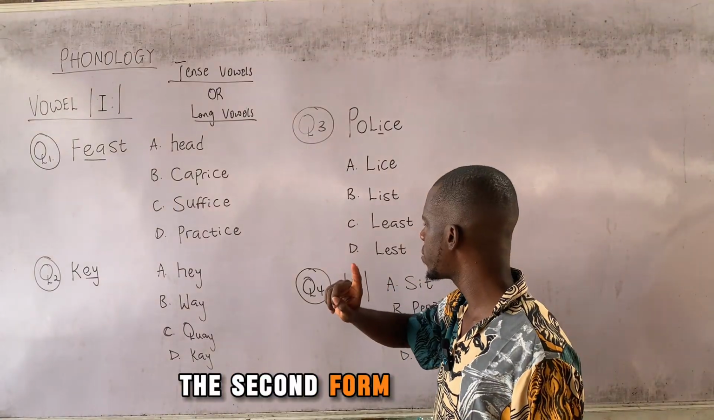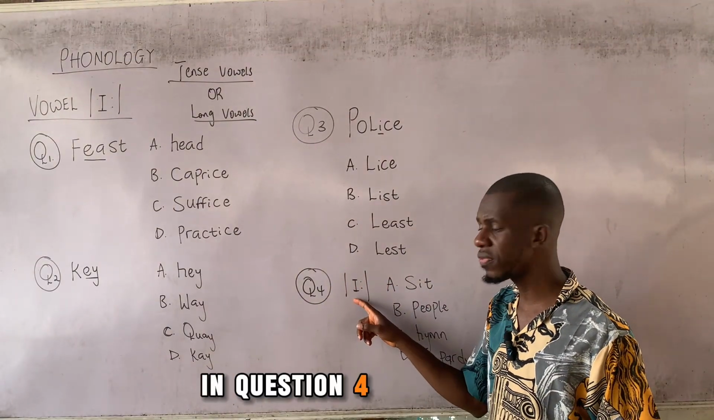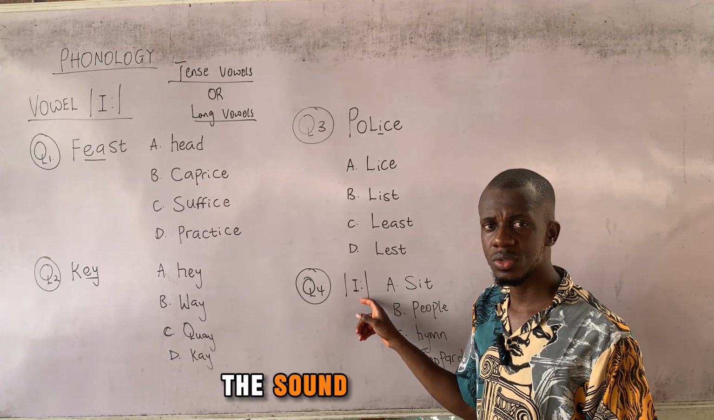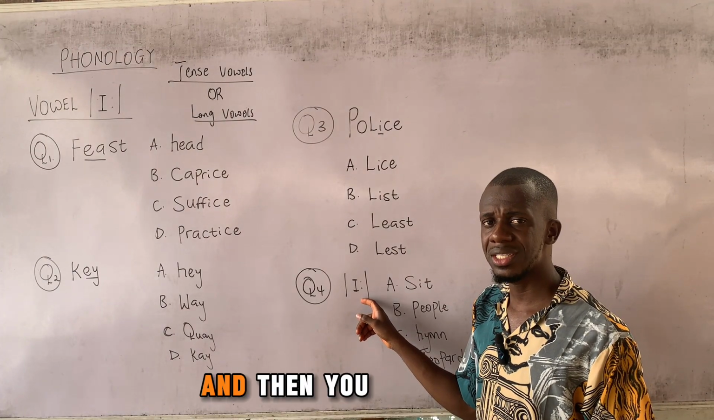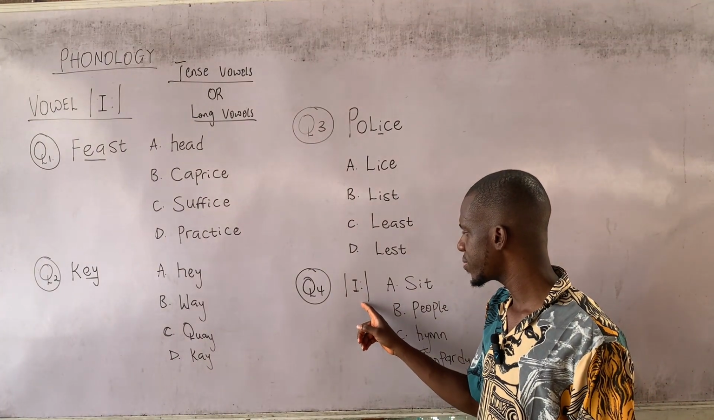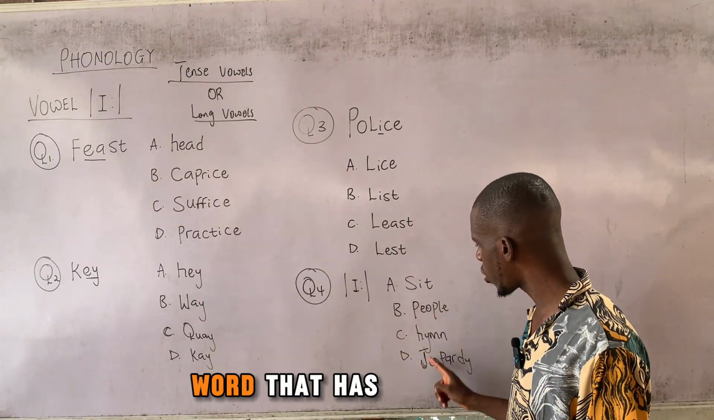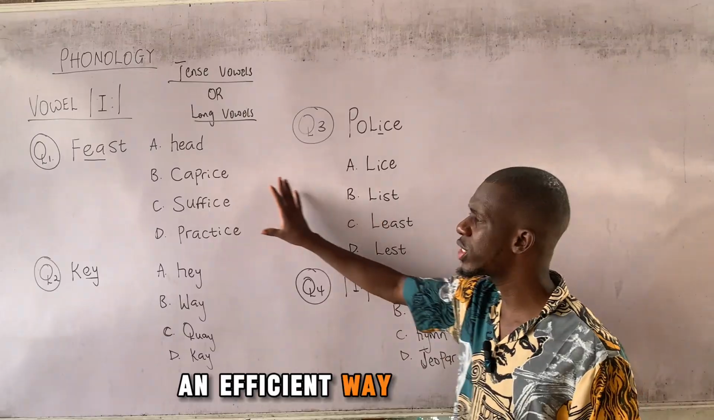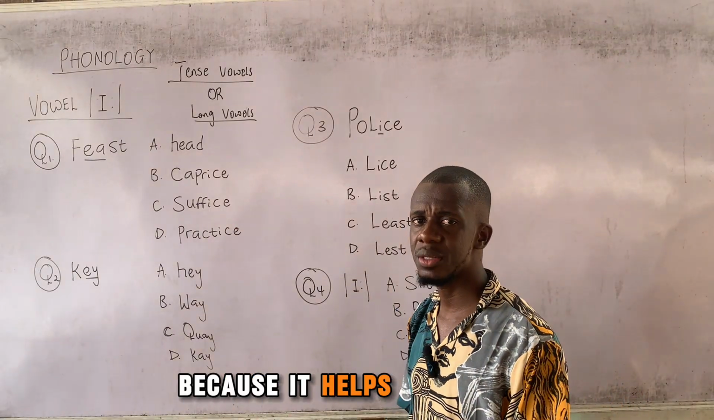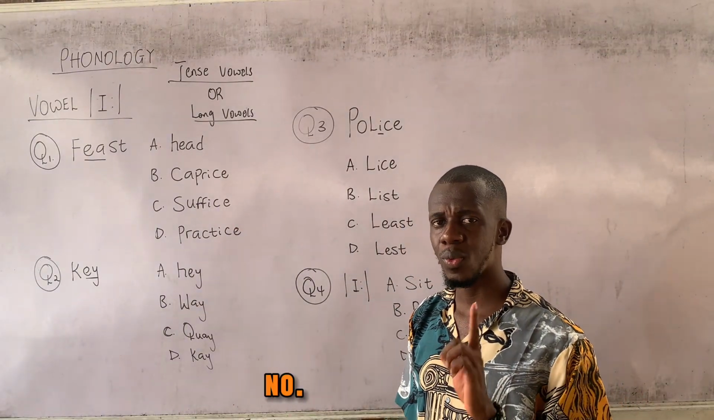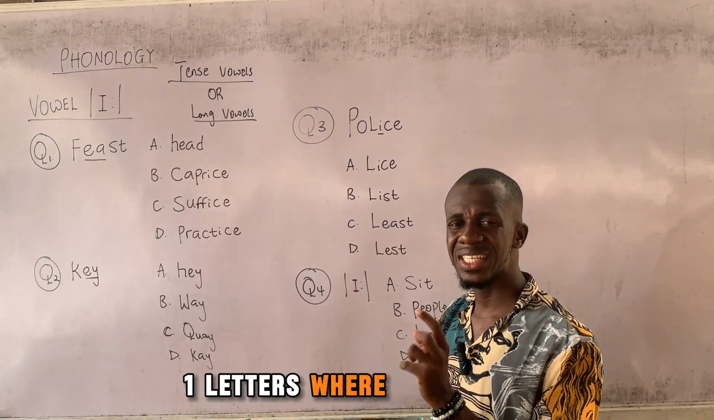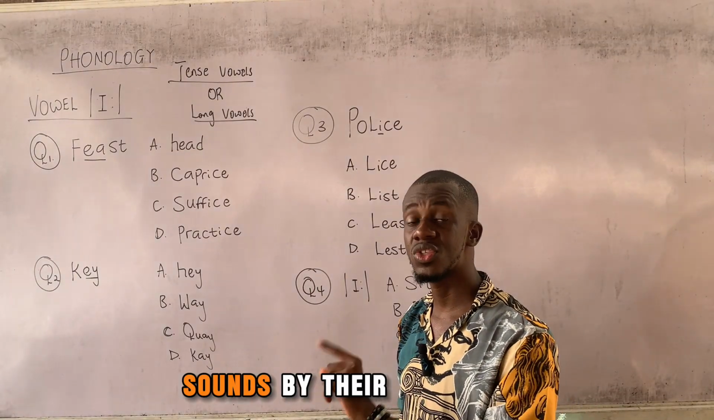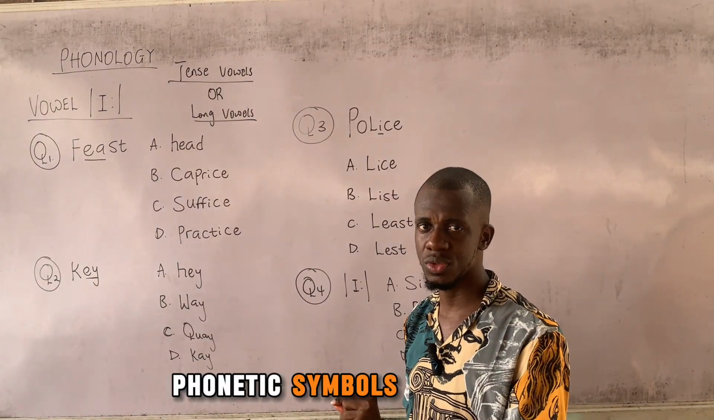The second form is, as you can see here in question 4, you are given the phonetic symbol of the sound, and then you are expected to locate the word that has this sound. This is an efficient way to test students because it helps a student know, number one, letters where sounds occur, and number two, how to identify sounds by their phonetic symbols.